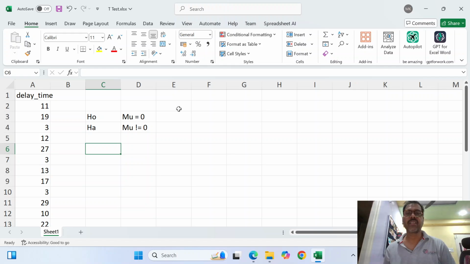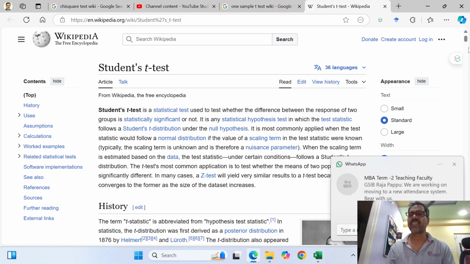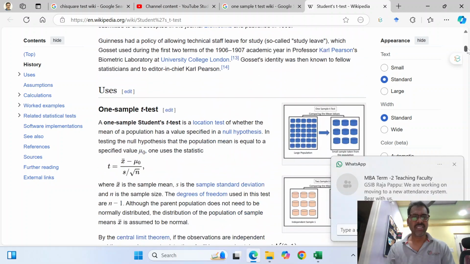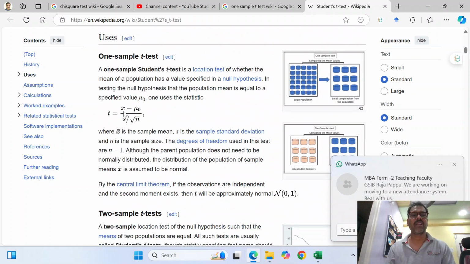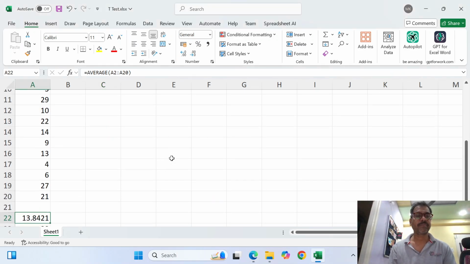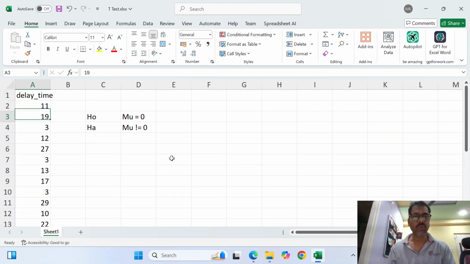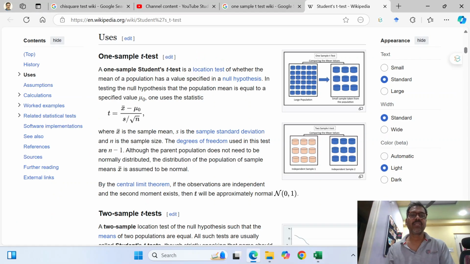So unfortunately in Excel we don't have a function for one sample t-test. We need to depend on the formula. So what is the formula for this student t-test? Now it is very easy. It just talks about the standardized difference between the actual mean and the hypothesized mean. So in this case I have 13 point something, this is my actual mean and my hypothetical mean is 0. Now I need to divide that with standard error.